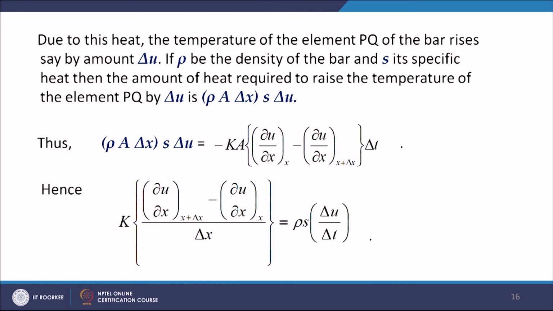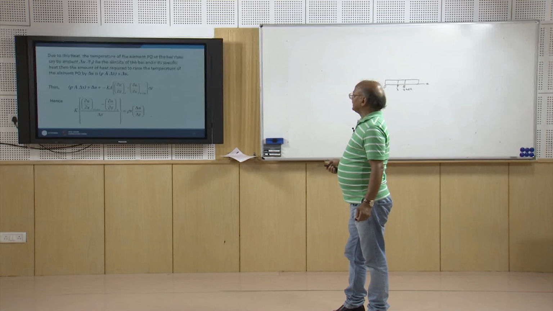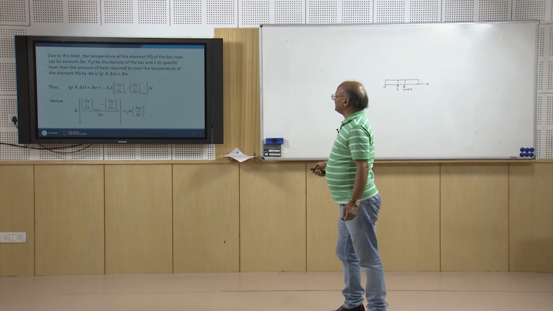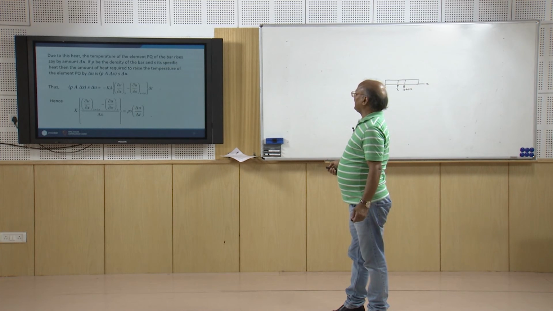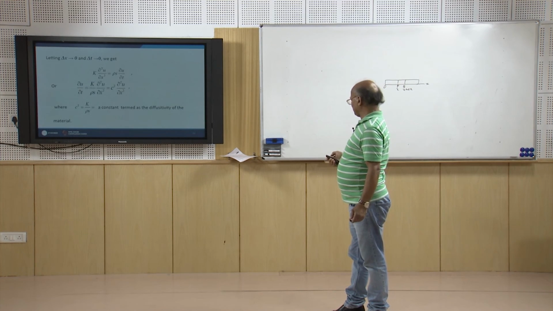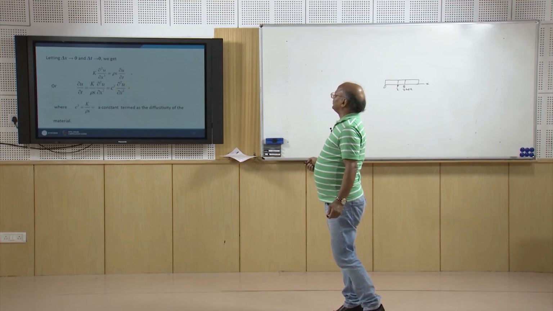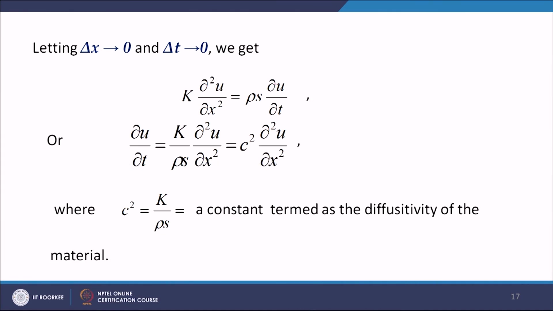Now, dividing by delta x and delta T on both sides, we arrive at K times this equal to rho S delta U by delta T. Now, let us take delta x and delta T to go to 0. When delta x goes to 0 and delta T goes to 0, this becomes delta square U by delta x square by the definition of limit. So, K times delta square U by delta x square becomes rho S into delta U by delta T, or we can say delta U by delta T is K by rho S into delta square U by delta x square.